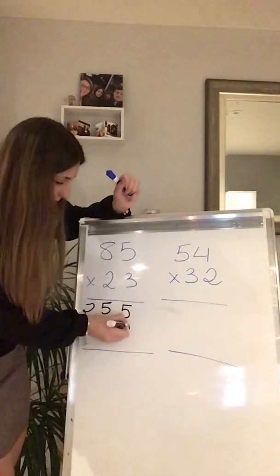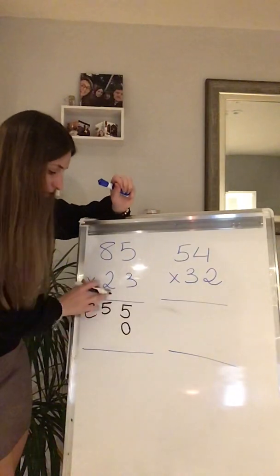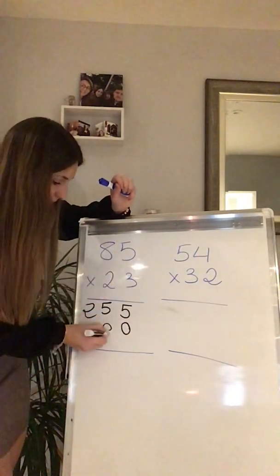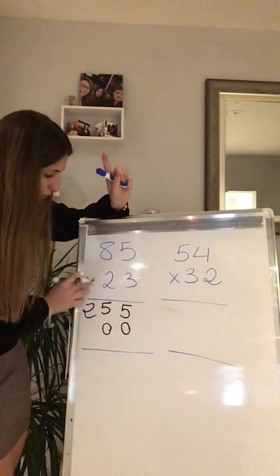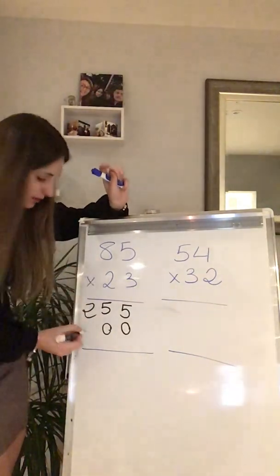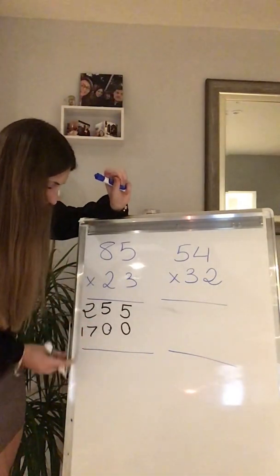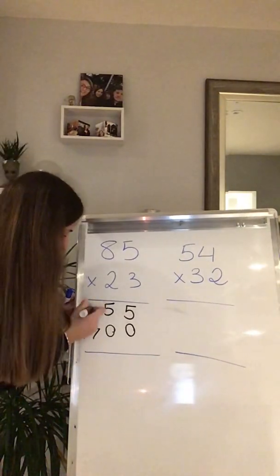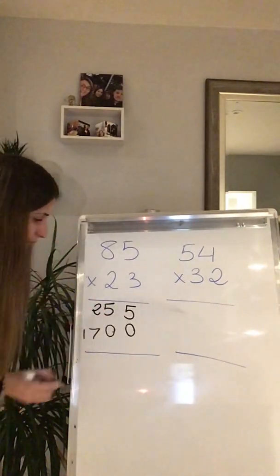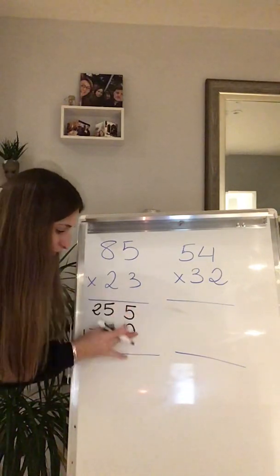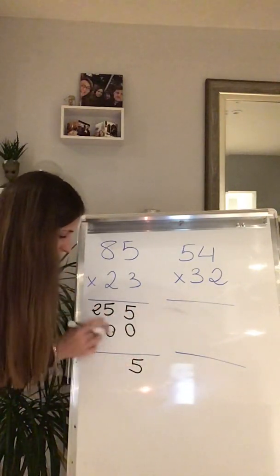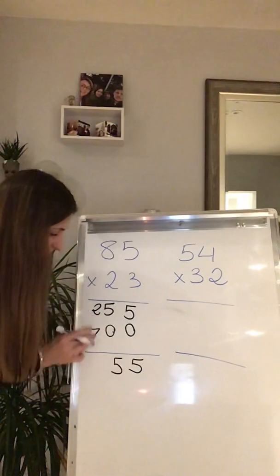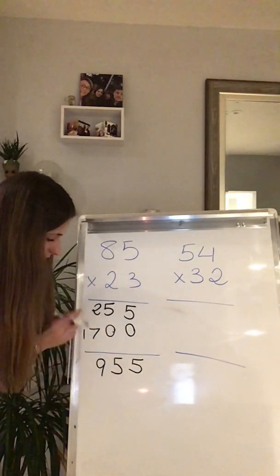2 times 5 is 10, but then what happened? I'm on my tens, so I haven't got anything else to do on my ones. So 2 times 5 is 10, I'm carrying that one. 2 times 8 is 16, add 1 is 17. I'll make a little bit. That's it, I have no more space. So you add them together. 5 add 0 is 5, 5 add 0 is 5, 2 add 7 is 9, 1 add 0 is 1.